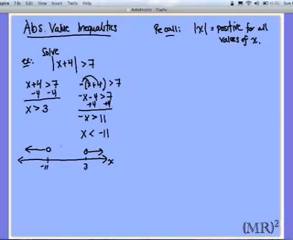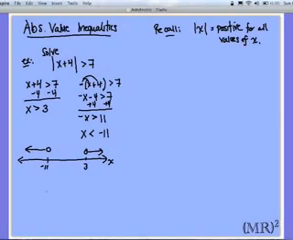And now I'll just test a number inside to make sure it doesn't work. So the easiest number for me to test between 3 and negative 11 is 0. 0 plus 4 is 4, and the absolute value of 4 is 4, and 4 is not greater than 7, which is why none of the values in between 3 and negative 11 work.